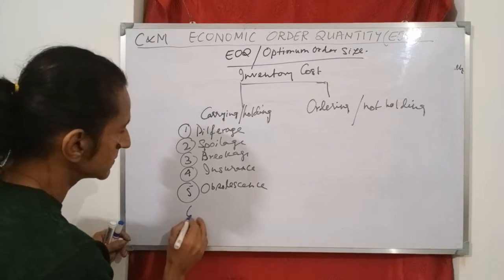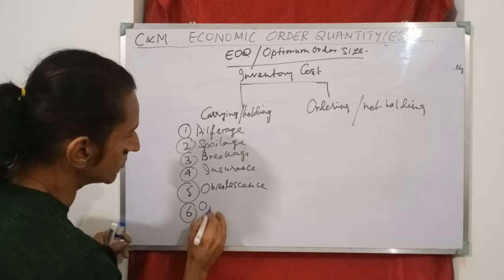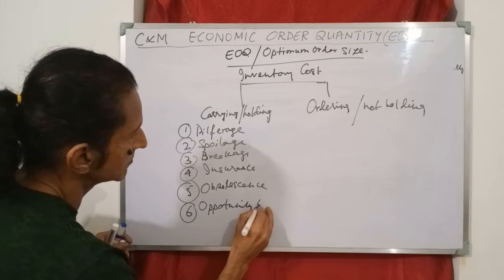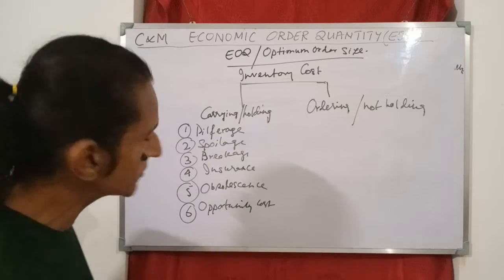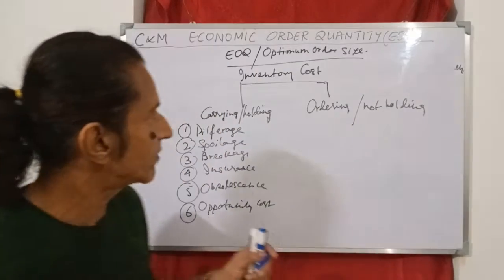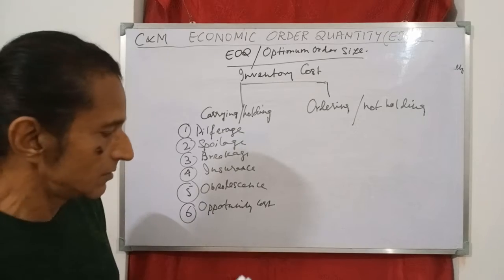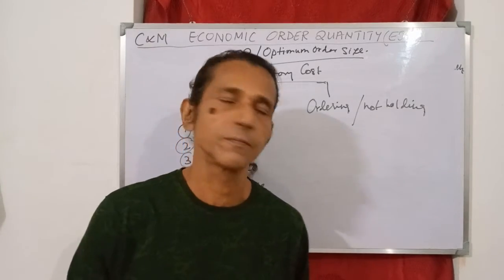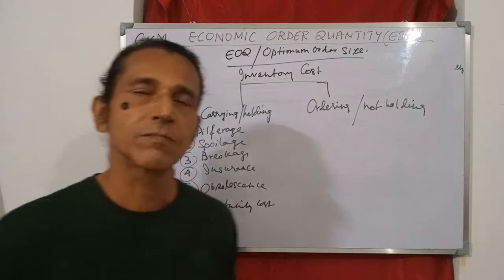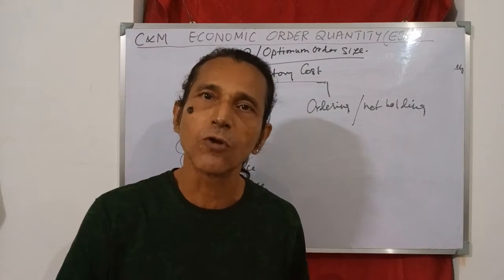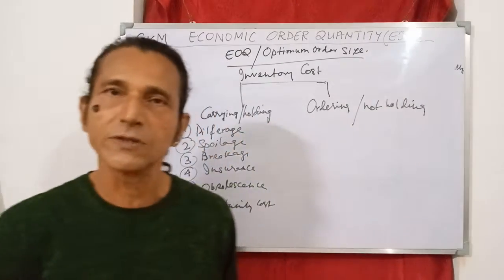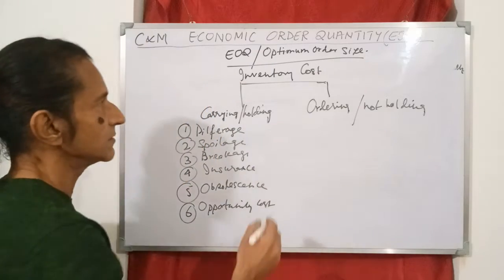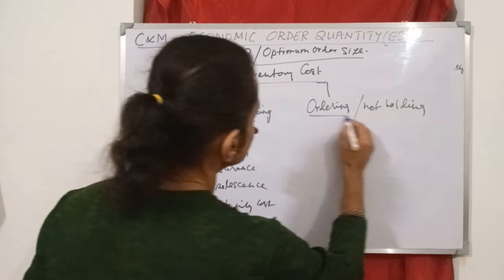And of course there is the opportunity cost. Why is that opportunity cost? Because if the firm procures the full shipment of the whole year in one go, this means much capital is blocked in the inventory. So there is certainly opportunity cost. And what are the elements of ordering costs?